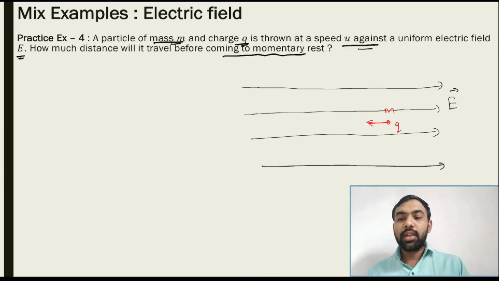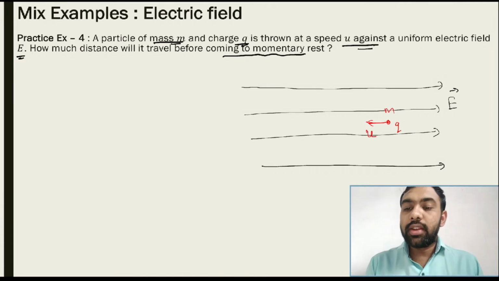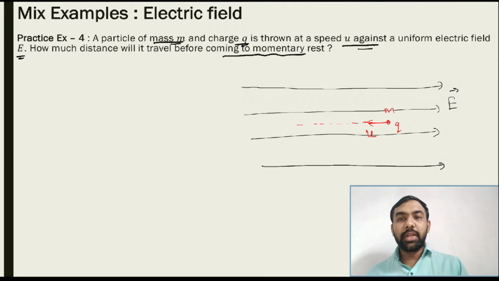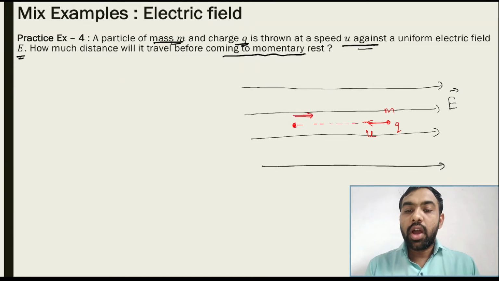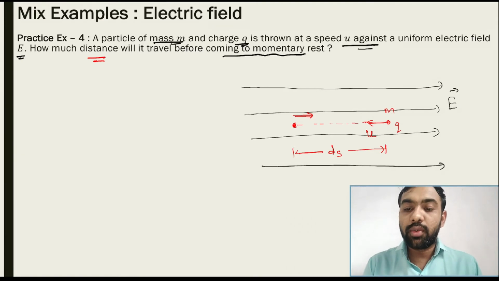It is thrown in the opposite direction with the speed u. When this charged particle is moving, its speed decreases. After some time this charged particle comes to rest, and again comes back in this direction. So we have to find out how much distance. Consider that distance as ds, the stopping distance. Then we have to find it.